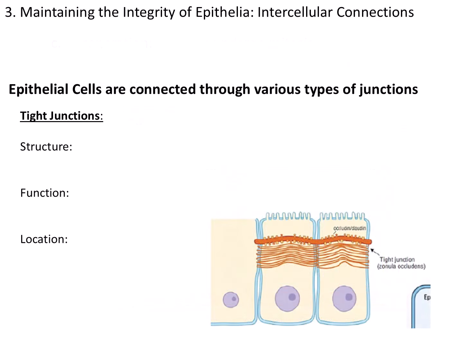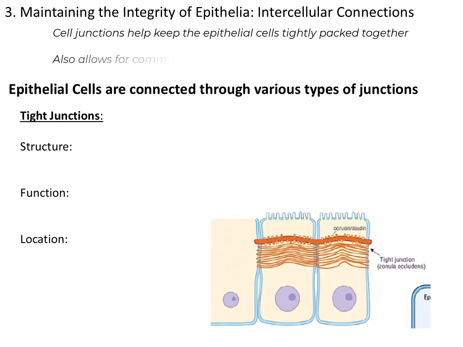It's important that we maintain the integrity of the epithelia, and we do that through intracellular connections or intracellular junctions. Cell junctions help to keep the epithelial tightly packed together, and it also allows for communication between epithelial cells. There are 3 types of junctions used to maintain the integrity of the epithelial tissue.